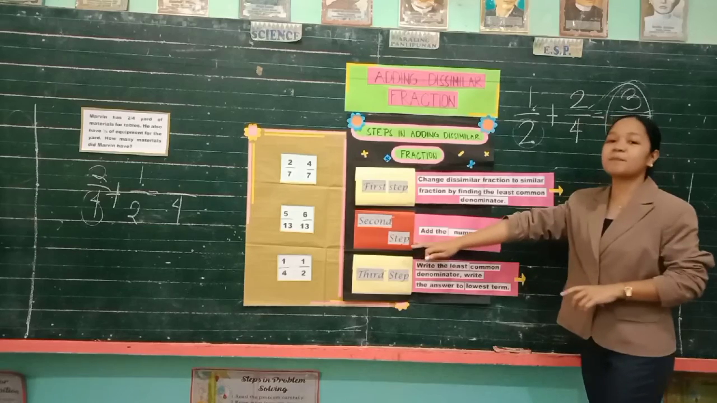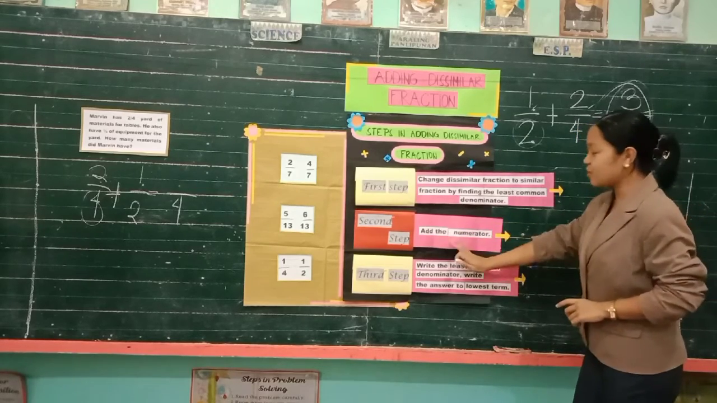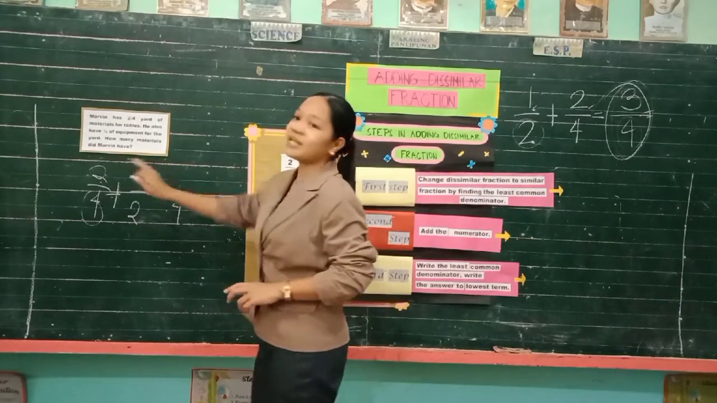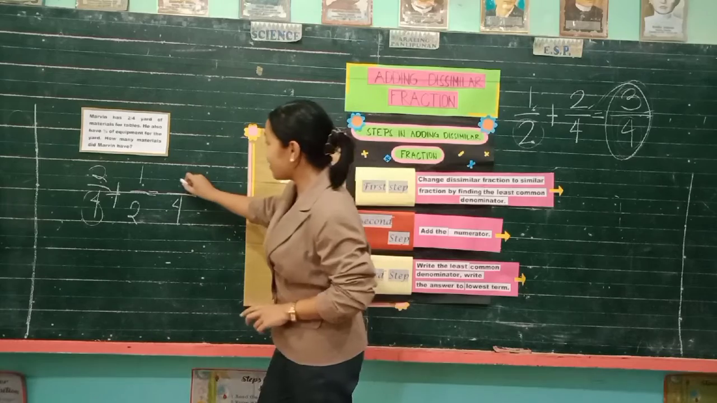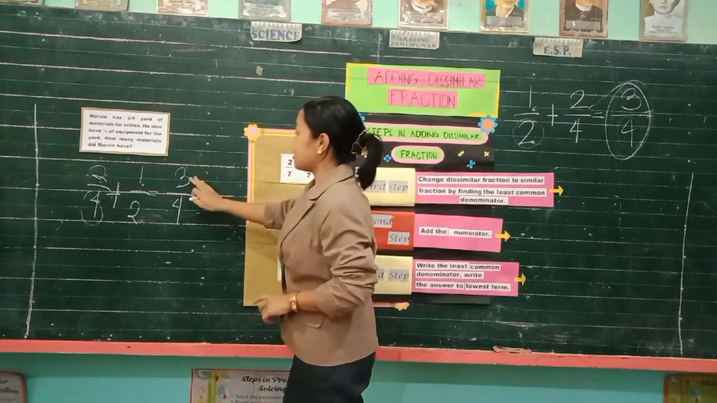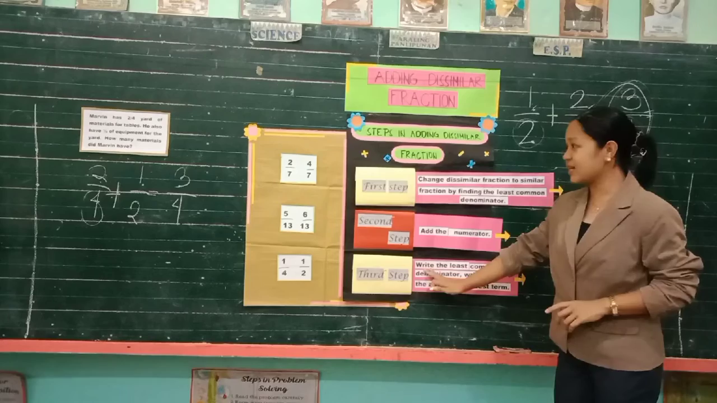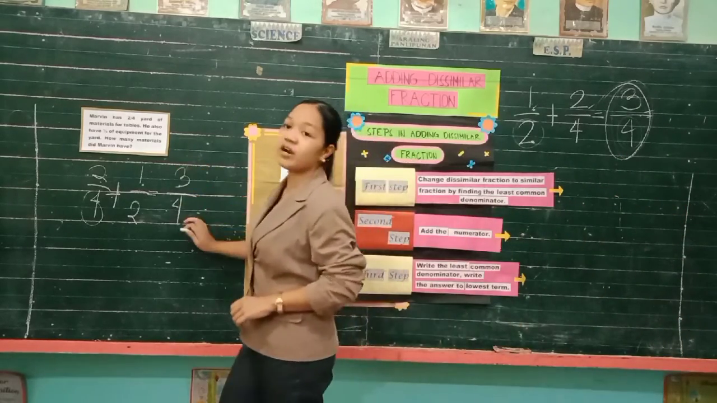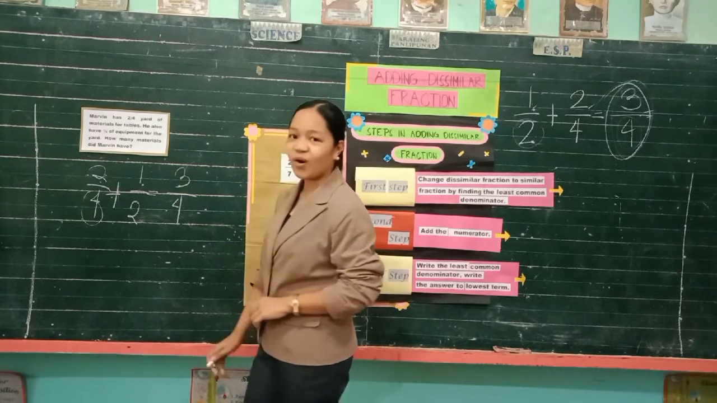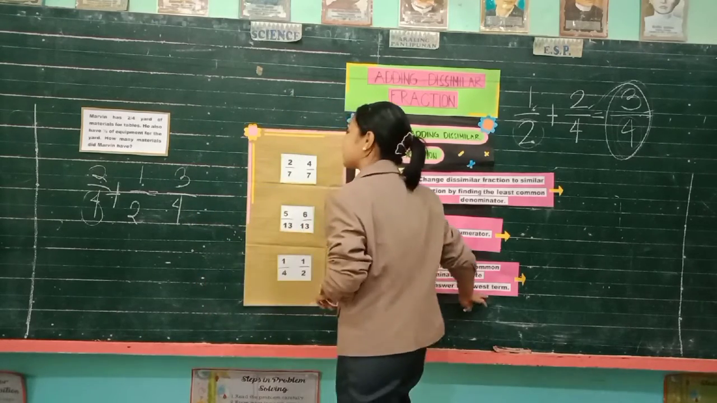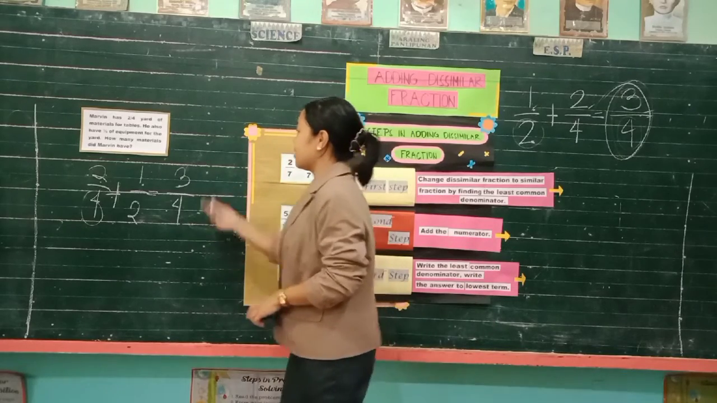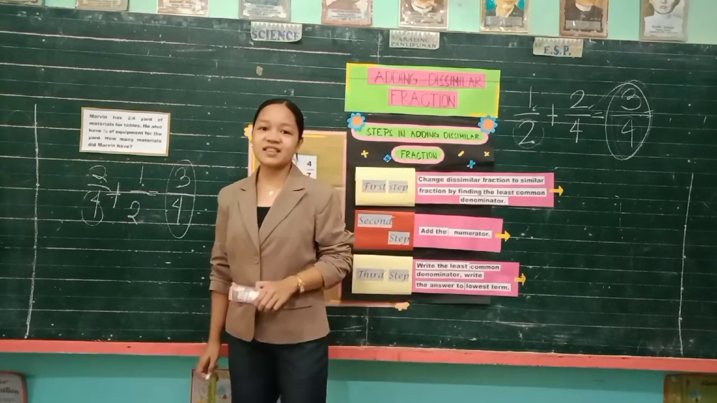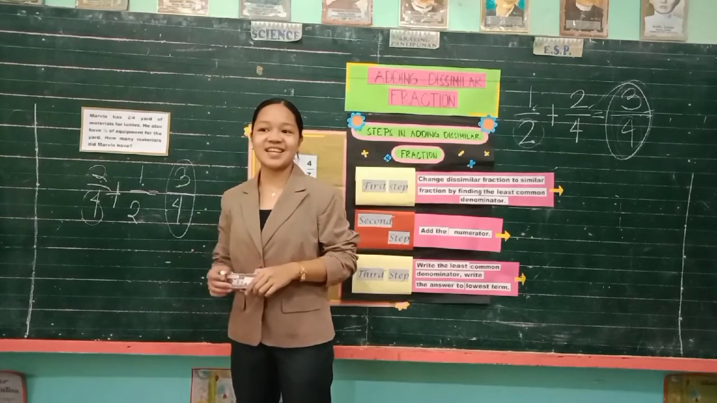The second step, add the numerator. So we will add 2 plus 1. 2 plus 1? 3. Very good. Will we reduce to the lowest term, the 3 and 4? No, we will not reduce the lowest term. The answer here is 3 over 4. Alright, got it? Is it a yes, yes, yes?